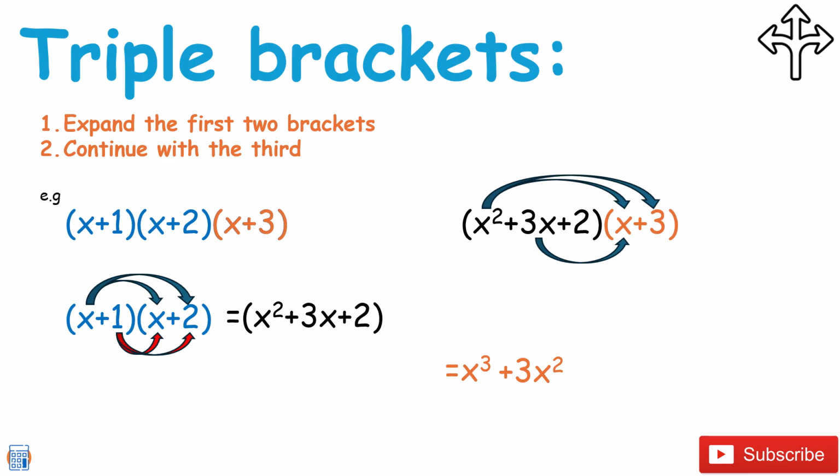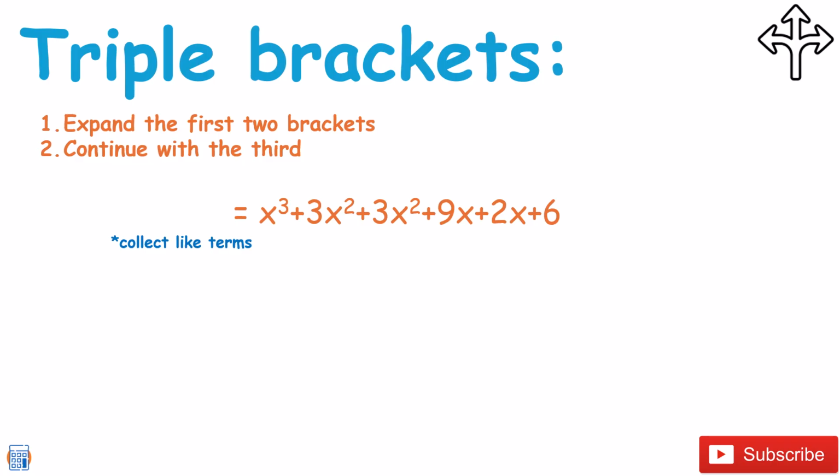Then let's move to the next one now. 3x times by x gives you another 3x squared. 3x times by 3 gives you 9x. Let's move to the next one. 2 times by x gives you 2x. And then finally, 2 times by 3 gives you 6.